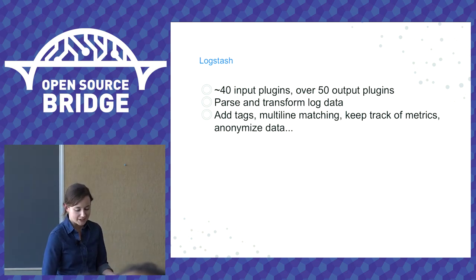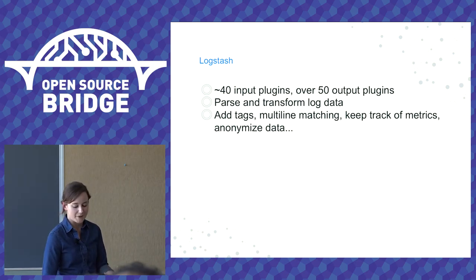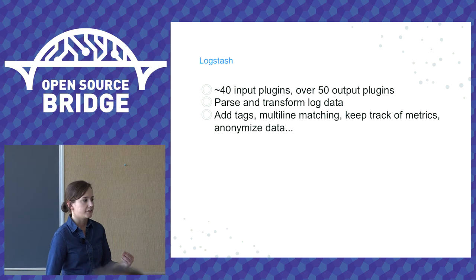So you can add tags, you can do multi-line matching. If you have a big stack trace or exception trace, it will process all of that as one event. You can keep track of metrics, and you can even anonymize data, so that if you're working with sensitive data and you're trying to send it somewhere else to be processed or to be visible, you can purge anything that you wouldn't want passed on to a less secure server.